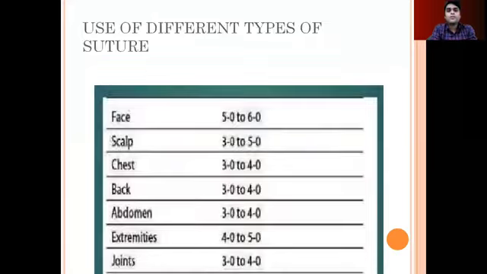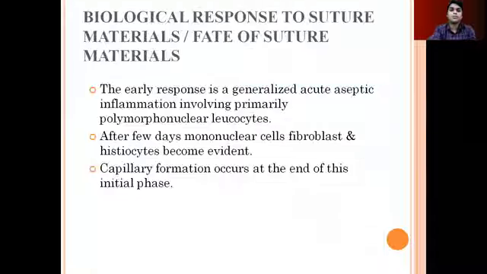The use of different types of suture: in face, we have 50 to 60. In scalp, we have 30 to 50. On chest, 30 to 40. And back, 30 to 40. Again, abdomen, the same, 30 to 40. In extremities, 40 to 50. And in joints, 30 to 40.